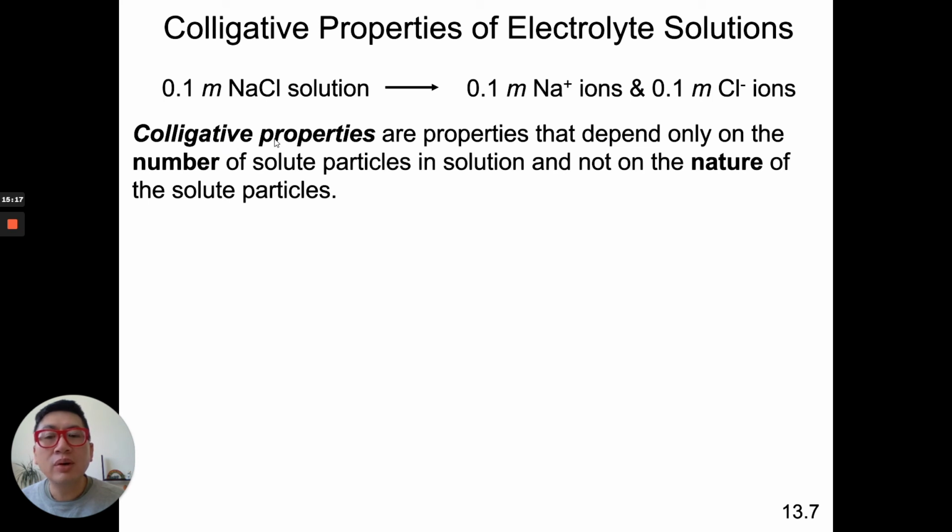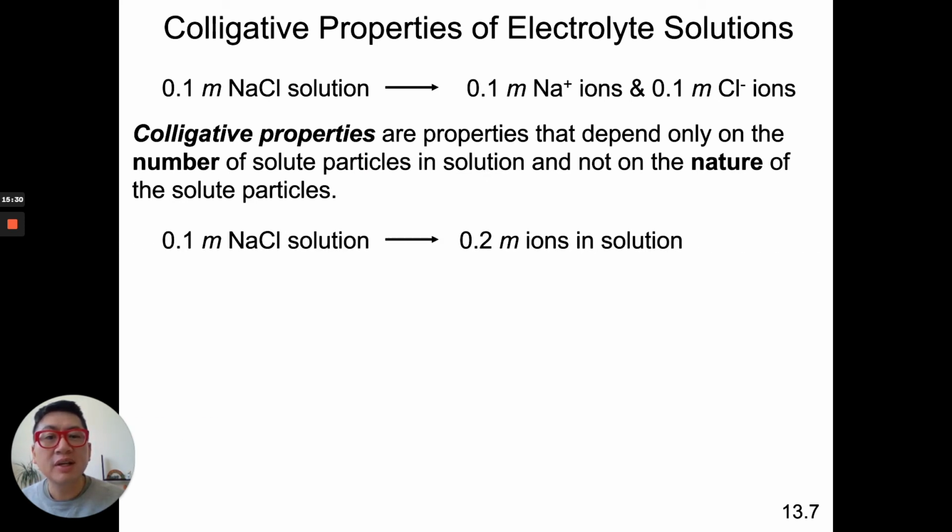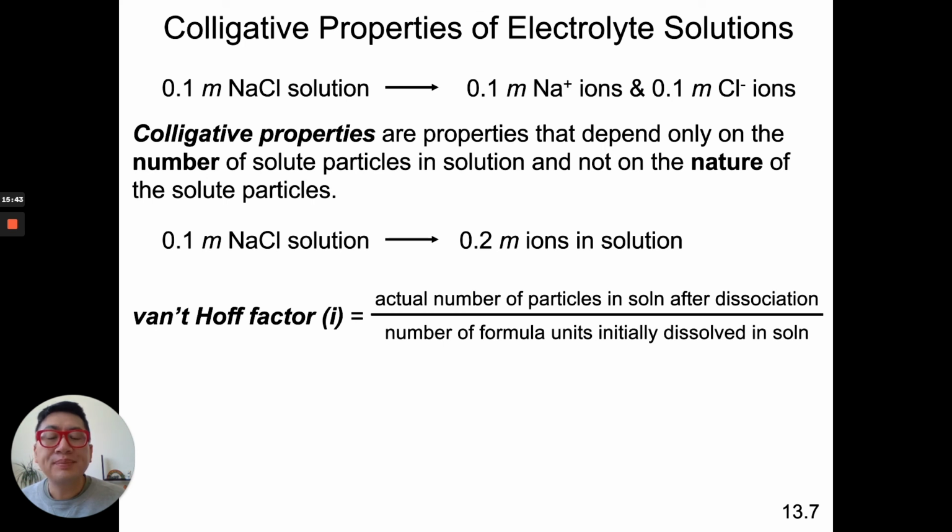Since boiling and freezing temperature are colligative properties that depend on the number of solute particles in solution, when I have 0.1 moles of salt, I actually have 0.2 moles of ions, sodium ions and chloride ions. 0.1 moles of that plus 0.1 moles of that is 0.2 moles of stuff total. So we have to take into account that there is twice the amount of stuff dissolved in solution. It's also known as the van 't Hoff factor.